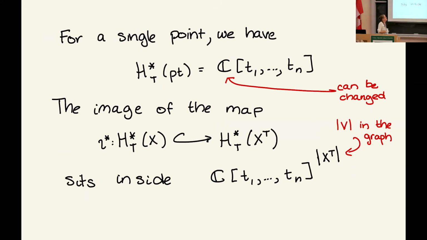And then recall, for a single point, the equivariant cohomology of the point is a polynomial ring. And I'm going to just say complex everywhere because I'm happiest that way. But if you wanted to, you could say stuff without using complex. And this all means that the image of this map is sitting inside a bunch of copies of the polynomial ring, one for each fixed point, or if you're thinking about it from the perspective of the graph, one for each vertex of the graph.